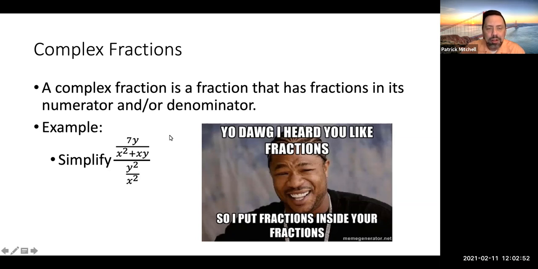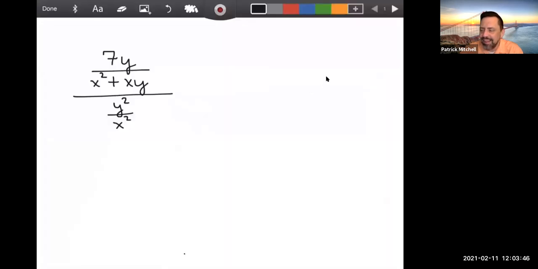And then the example you're looking at here is really the simplest type of complex fraction that you could hope for. Notice that there's just one fraction in the numerator and one fraction in the denominator. So let's look at how we would simplify that. All right, so there's our example. Believe it or not, we've done problems like this before. They just weren't exactly written like this.